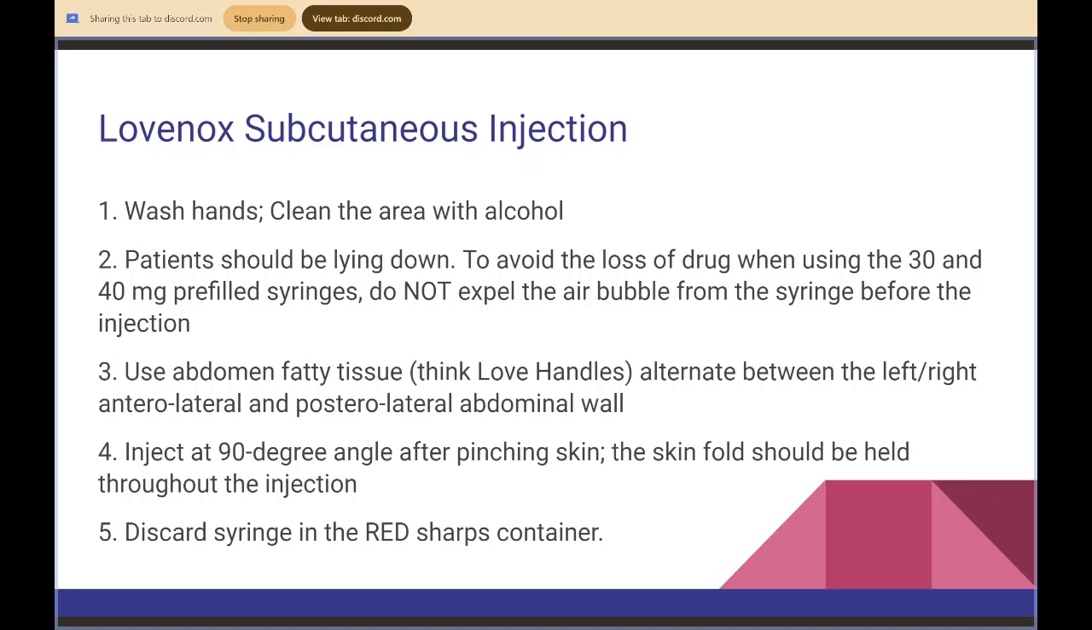Here are some instructions for the Lovenox sub-Q injection. Wash your hands, clean the area with alcohol. Patient should be lying down. Do not expel the air bubble, and use abdominal fatty tissue, such as love handles. There are directions for how to inject, and then discarding in the sharps container.